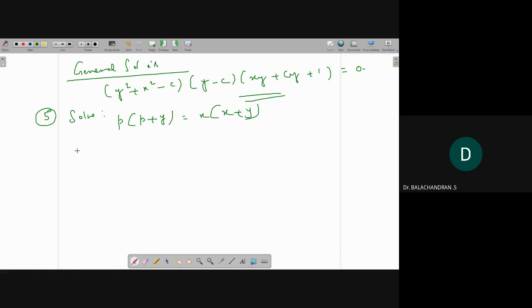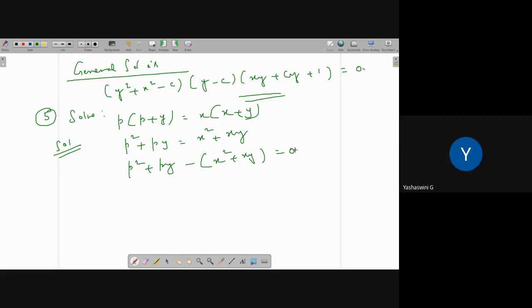Okay, so now you can do, first simplify, multiply: p square plus py equal to x square plus xy. So p square plus py minus x square minus xy equal to 0. Okay, you will try and tell what is the value of p. I will wait for you.